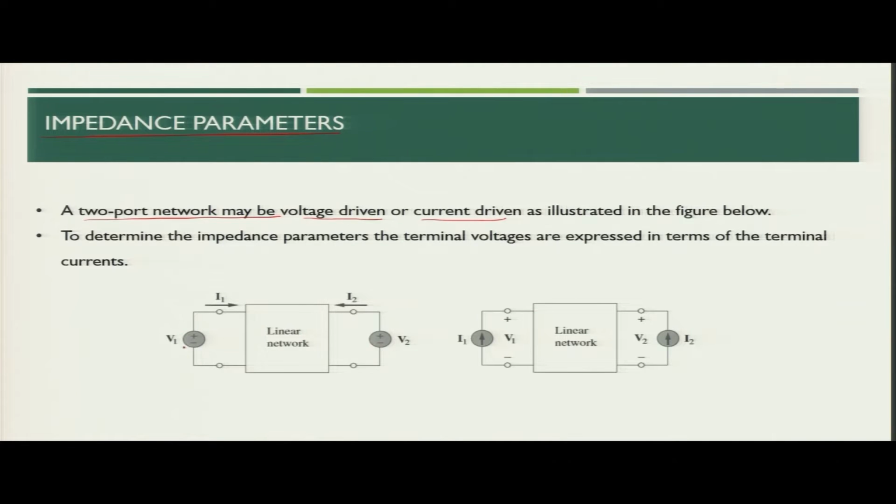Here at both sides we are applying the voltage source and the current is flowing into the network, or we can apply a current source at both sides so that it flows inside the network. Now, to determine the impedance parameters, the terminal voltages are expressed in terms of their terminal currents.